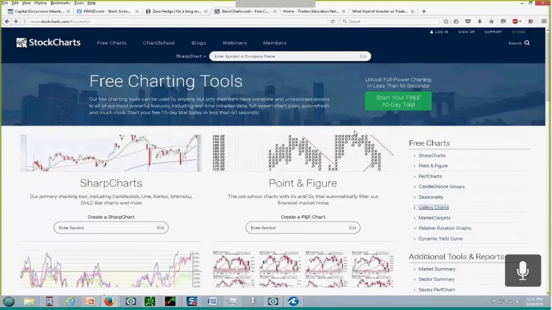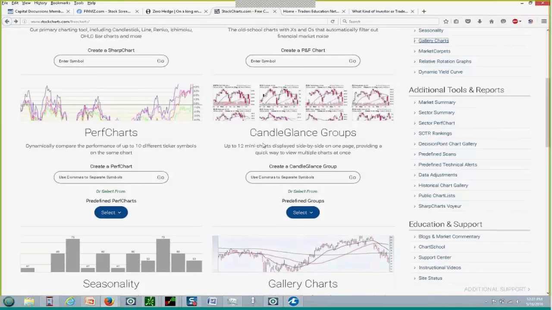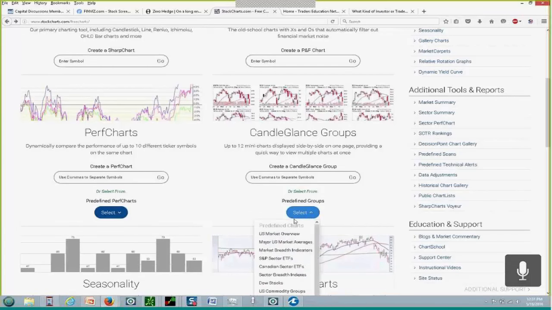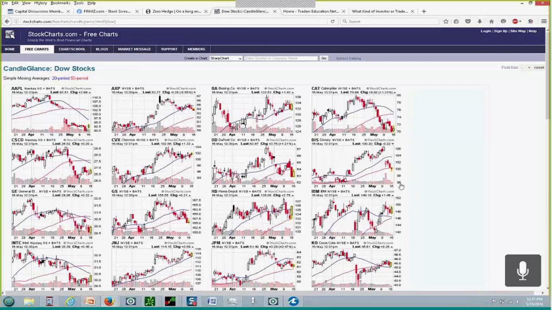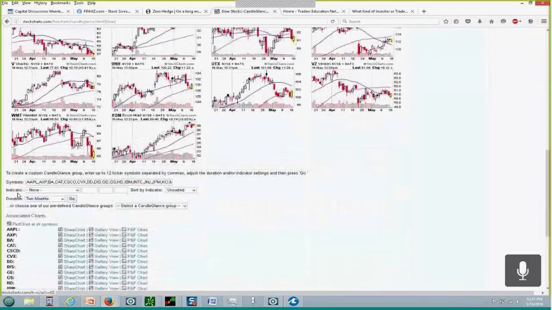Okay, so if you go to stockcharts.com, you can look at lots of different charts in lots of different ways. And then they've got some predefined groups. Here we go. Select predefined groups. So if you click that, and I selected the Dow stocks, here's all 30 of the Dow stocks. And I can select whether it's 2 months, 6 months, or 1 year on each chart. What I like to do is point it to 6 months.